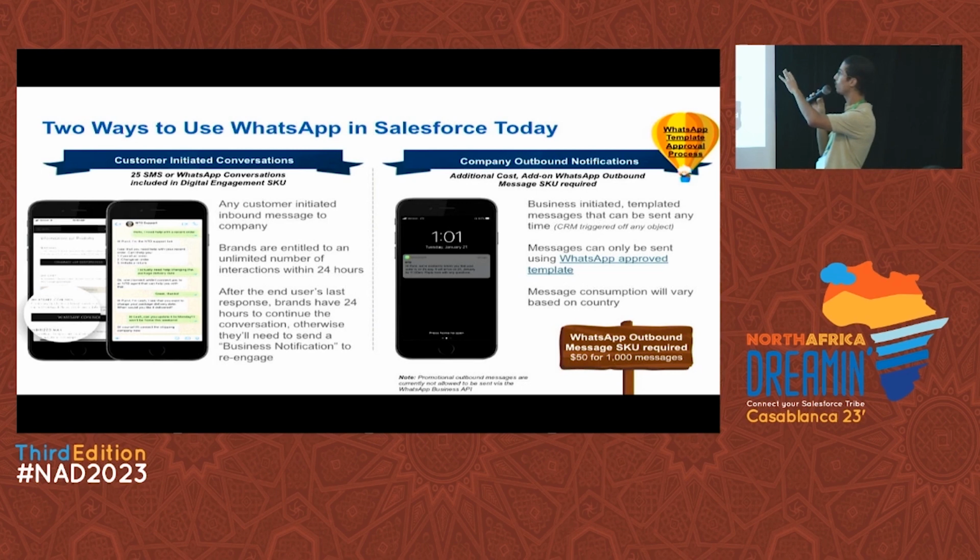Then you do have the company outbound notifications. It means that the agent can initiate a discussion with the customer. He can trigger a conversation either through WhatsApp or through SMS. But this does not come out of the box with the digital engagement SKU. You would need to pay additional fees, actually, as usual.